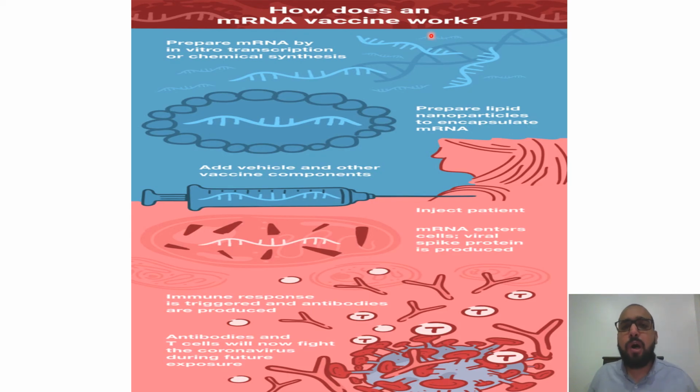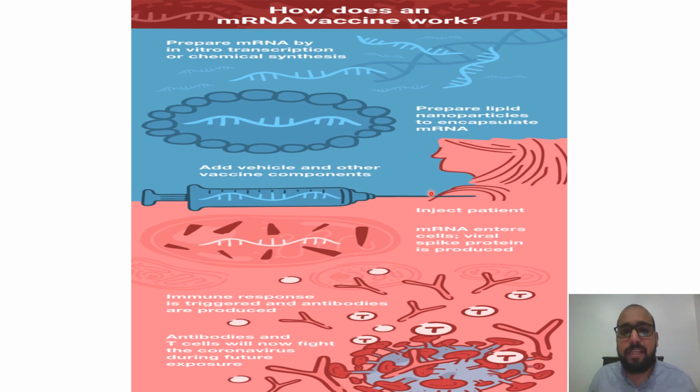So, how does an mRNA vaccine work? To develop a coronavirus vaccine, researchers selected an mRNA that encodes the coronavirus spike proteins. These proteins help the virus enter a human cell. First, the mRNA is prepared by in vitro transcription or chemical synthesis. Next, the mRNA is encapsulated with lipid nanoparticles. This layer protects the mRNA and raises a stronger immune response.